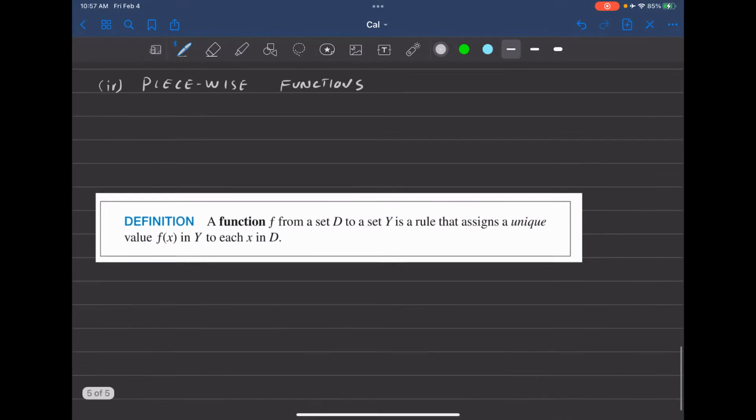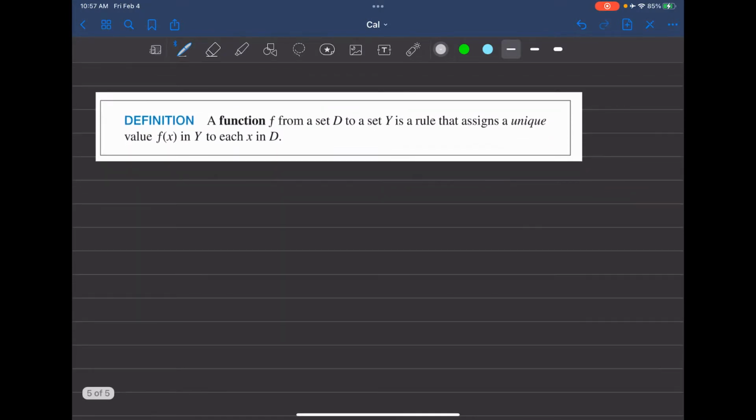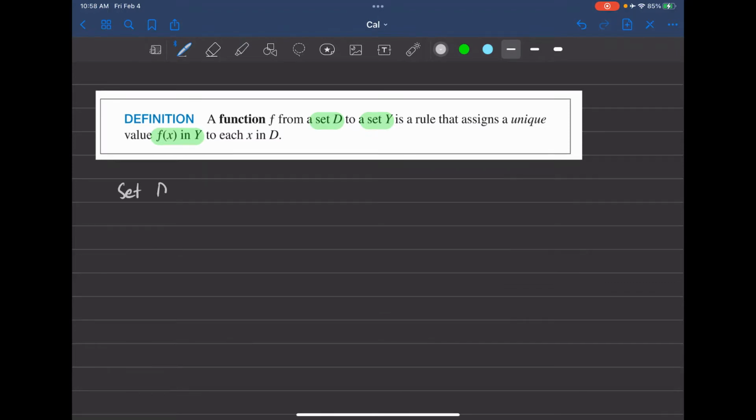So here's what I have for the definition of a function. You might already know that a function is a rule that assigns to each input, from the set D in this case, to another set Y, a unique value. We call that value f of x, and that is in Y. Now, the set D is also known as the domain of the function f.